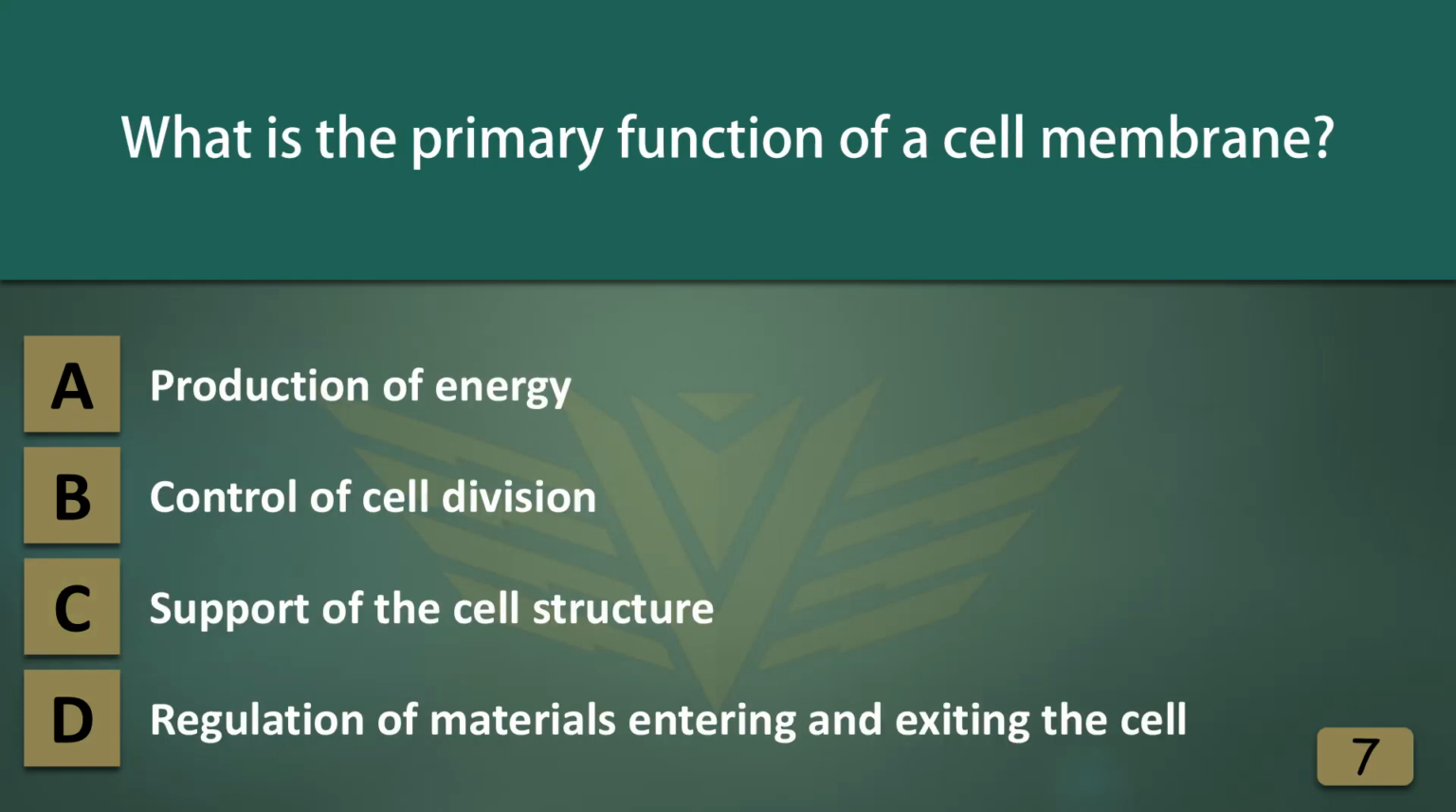What is the primary function of a cell membrane? A. Production of energy. B. Control of cell division. C. Support of the cell structure. D. Regulation of materials entering and exiting the cell. The correct answer is D. Regulation of materials entering and exiting the cell.